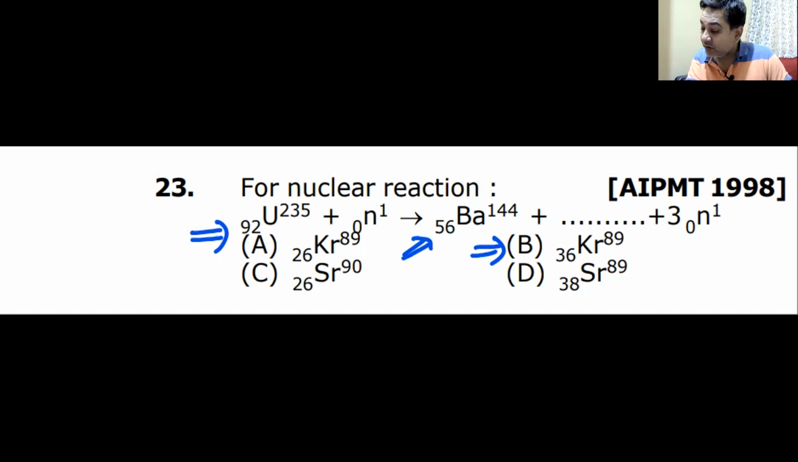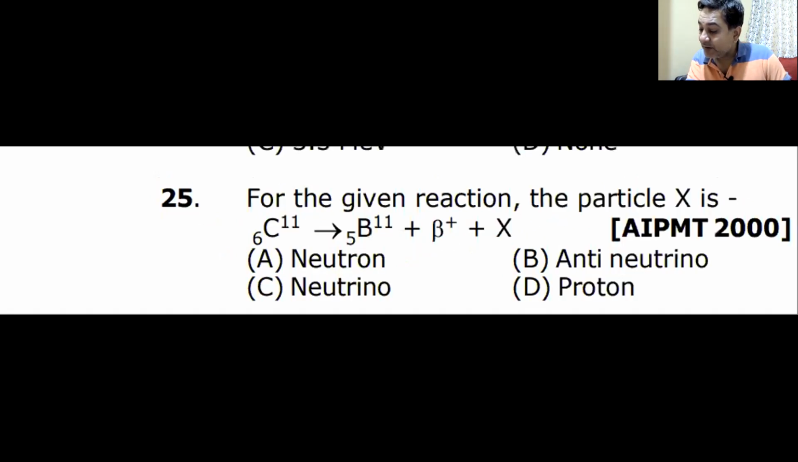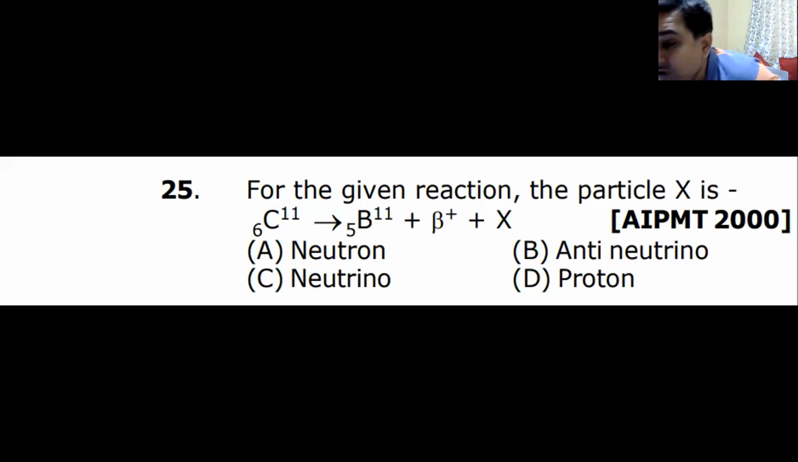So I'm trying to solve all the types of questions that can come. This is one more AIPMT 2000. In the given reaction, what is the particle X? Neutrino, sir. Option C. Well done. This is how you must solve questions, fatafat, not taking much time, because you don't have that much time. You have to save that time for the difficult question where you have to calculate.